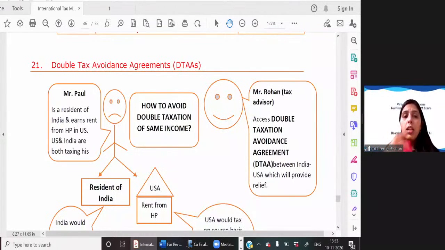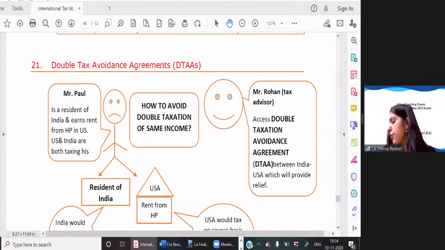So say for example, I am a resident of India. I am earning some income, some professional income from USA. I am taking up online classes for some US students also. Now, USA would say that while the payment is being made to you, that payment is deemed to accrue or arise in USA because it is generated from the students of USA. So therefore, the source of income is in USA. And USA will say, we will deduct your tax, right?